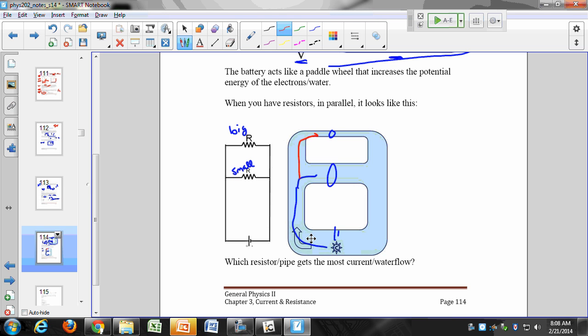Which one will get the most water flow? Right, the big one, right? Because it's easier to push water through. And in a similar way, you're going to get a big current here and a small current here. We'll see that in the next chapter. We'll do resistors in series and parallel until you're sick of them. Okay?